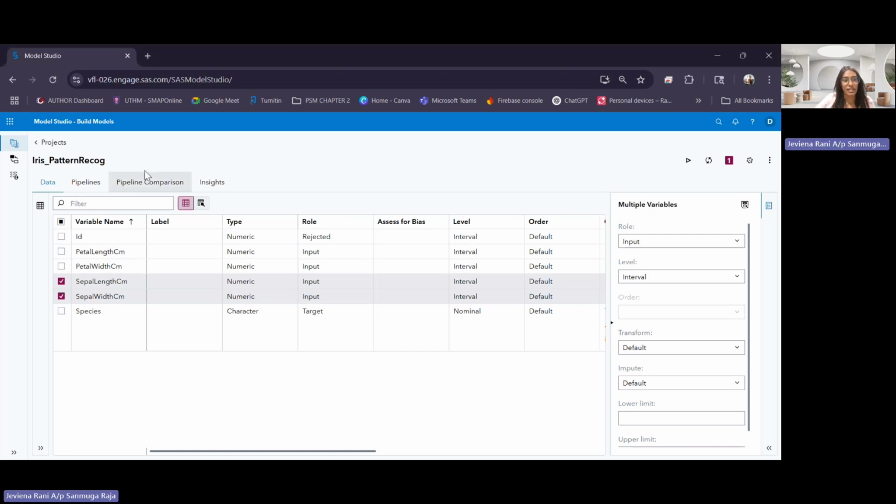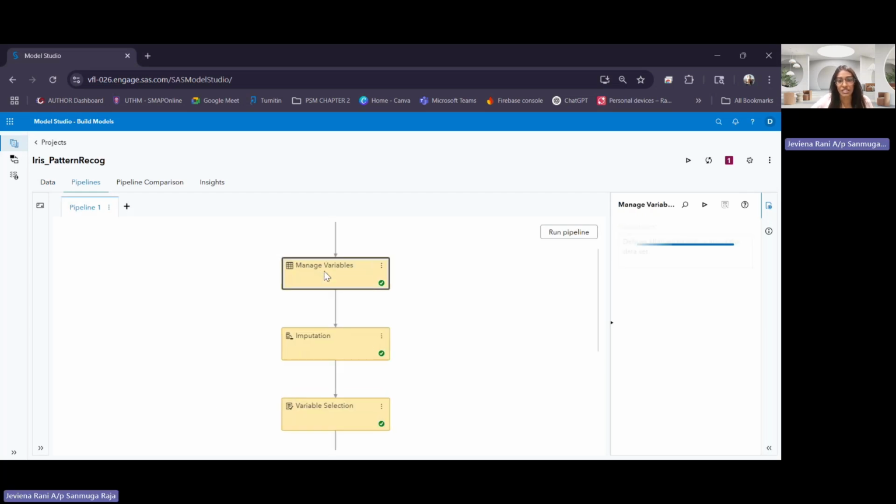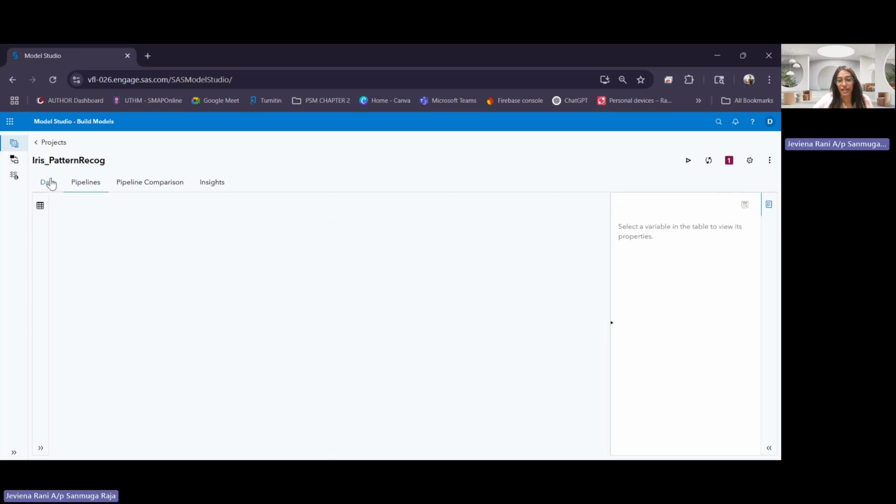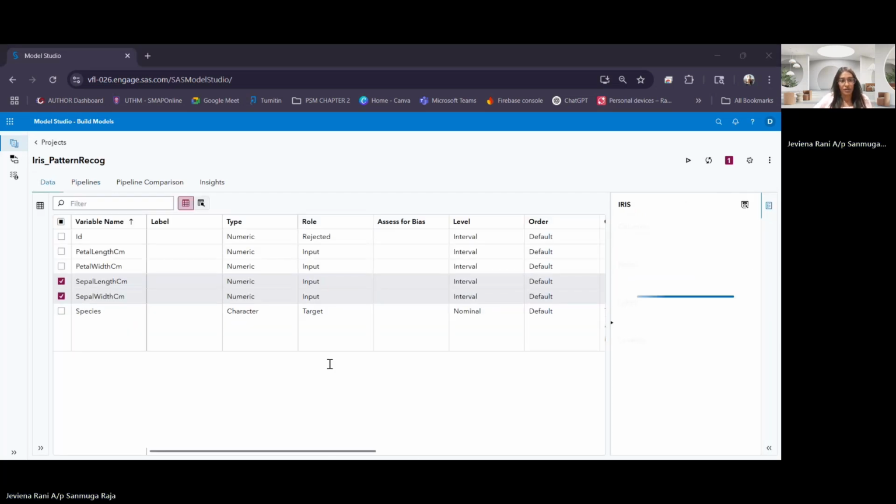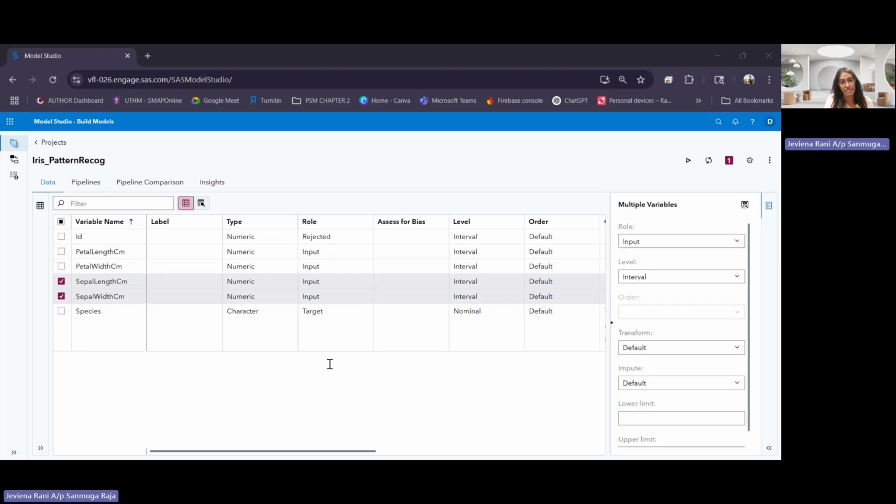Okay, so the next node in the pipeline is the manage variables node, where once the dataset is imported, it is passed to manage variables, and we assign the roles. The species variable is set to target with a nominal level, and it is categorical. And the 4 measurements are set as inputs and interval level since they are numerical and continuous. The ID variable is marked as rejected, because it holds no predictive value and would only add noise to the model.